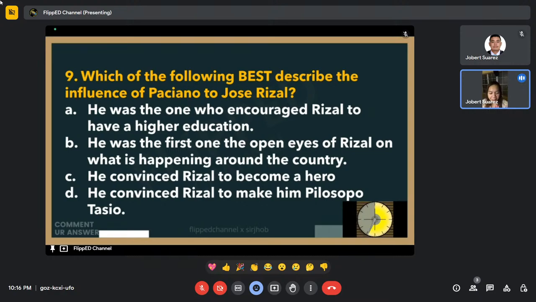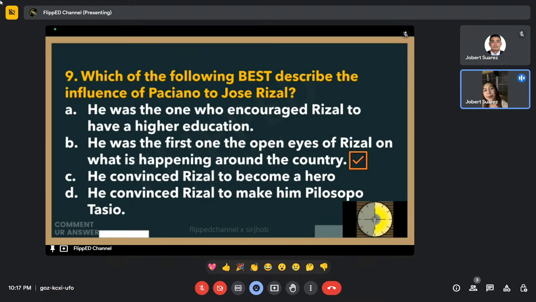Okay. The correct answer. What's your answer for number 9? Sige. Okay, the correct answer is letter B. He was the first one to open the eyes of Rizal on what is happening around the city. Remember the Gomburza? Siya yung naka-witness nun along with Pasiano. So that's the reason why Pasiano is one of Rizal's inspiration. Eh, siya yung kuya. Next, number 10.